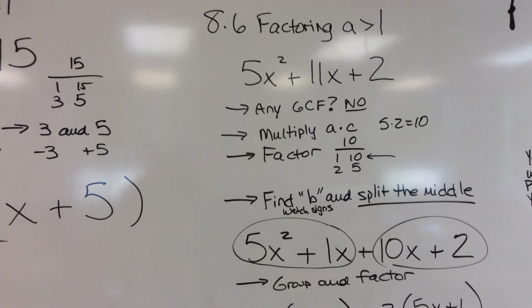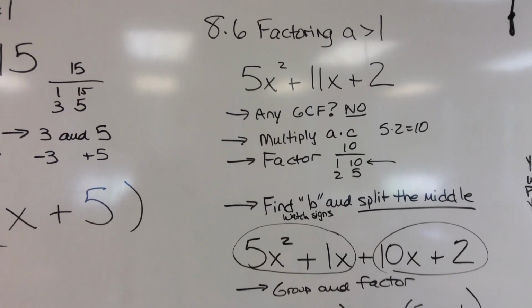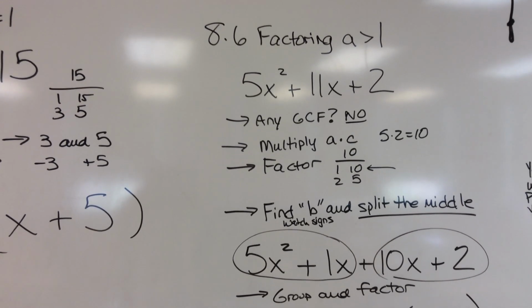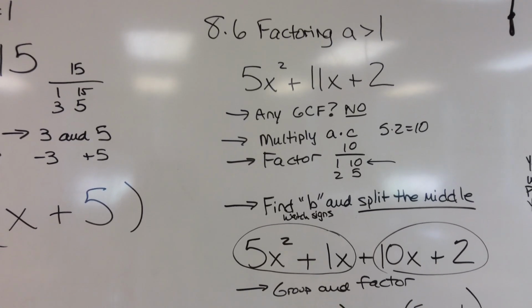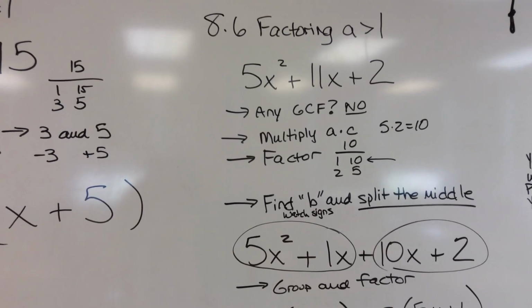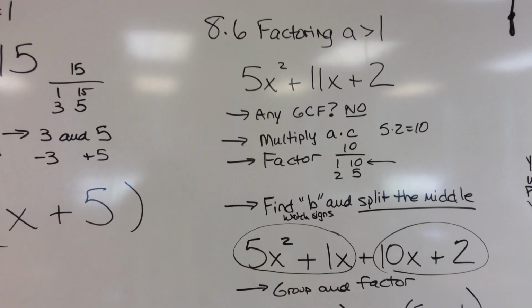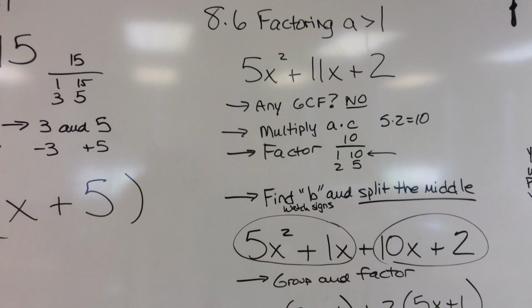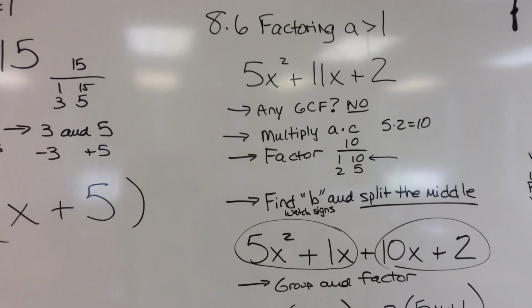So then I multiply a times c. I can't just factor c here because a is greater than 1. So I'm going to go 5 times 2 and get 10. And I'm going to factor that 10. I have 1 and 10, 2 and 5. Now I have to choose which of those combinations I'm going to use. And I'm going to use 1 and 10 because that's what's going to give me my 11. My c value is positive here, so I get to add them together to get that 11. And 1 plus 10 will give me 11.